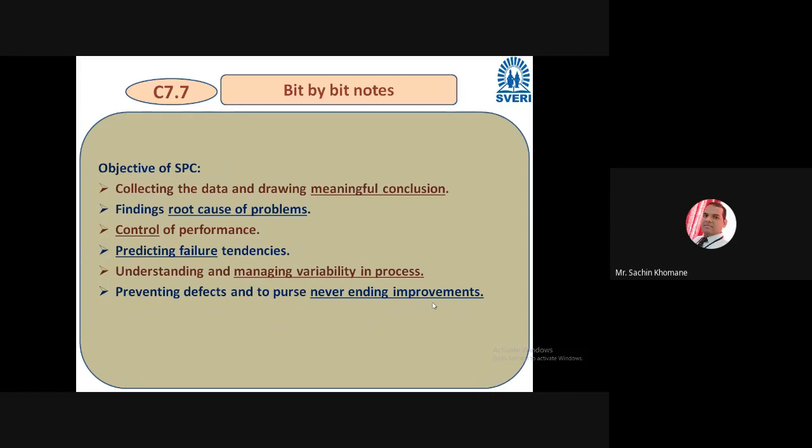Now what are the objectives of SPC? The first objective is collecting the data and drawing meaningful conclusions. I have given certain examples at the beginning of this class, like taking one component and measuring its specification. Let us take a new example of a vehicle. You have produced one vehicle. Now what kind of data can you collect there? What is the speed of that vehicle? How much average will be there?